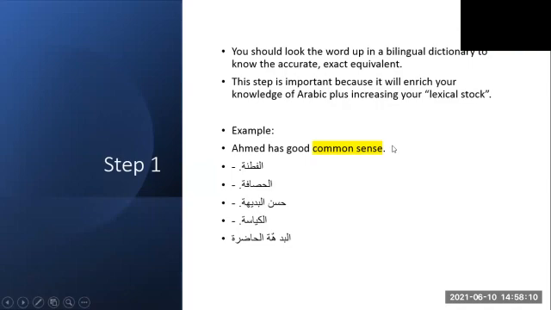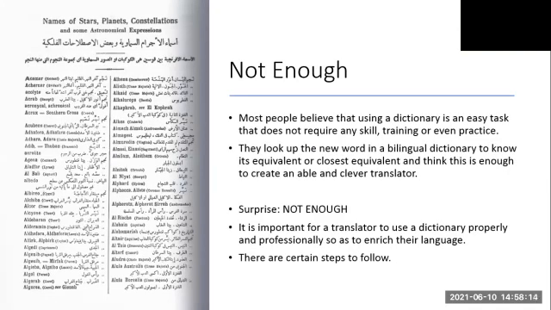It's not enough at all to just use the dictionary in a few seconds, look up the new word, and we get one meaning. This is not enough for the process of translation. It is important to use the dictionary professionally, in a professional manner. And if we do this, we are going to enrich our knowledge of both Arabic and English language, both languages. Right. There are certain steps to follow in order to use the dictionary professionally. Let's go through these steps together.